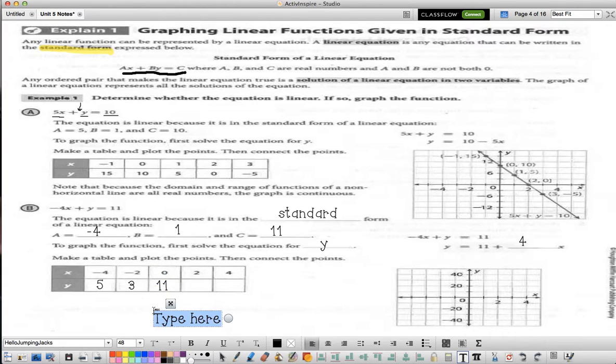Okay, now if you notice, we have a constant change here. For every time x goes up by 2, y goes up by 8.